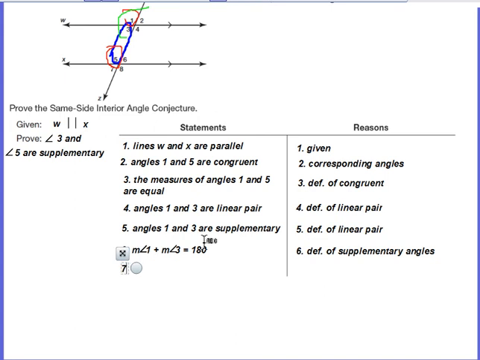All right, so then let's put the two together. Instead of putting angle 1, I can actually put angle 5. So I can put here measure 5 plus measure 3 is equal to 180. Right? And how can I do that? Why can I replace 1 with 5? Because they're congruent. And then what's the property of replacing one thing with another? We call that substitution. Substitution property.